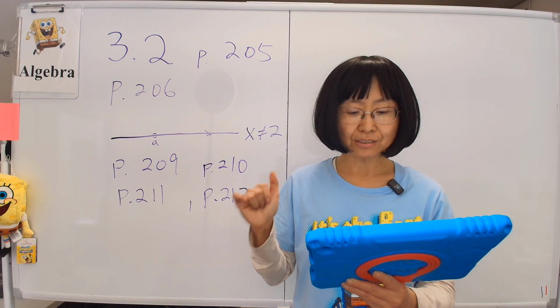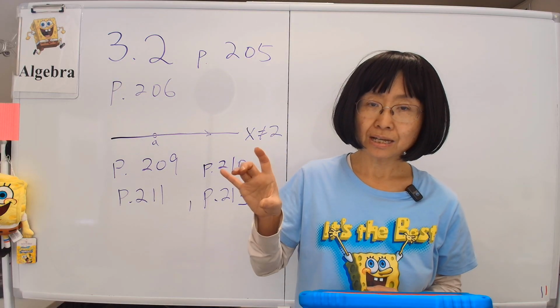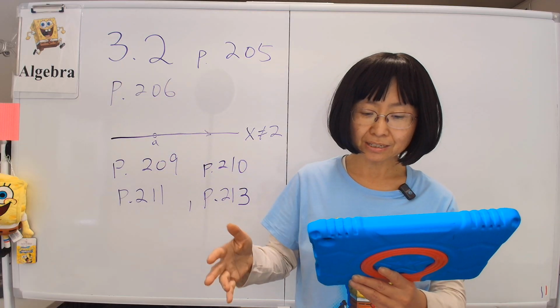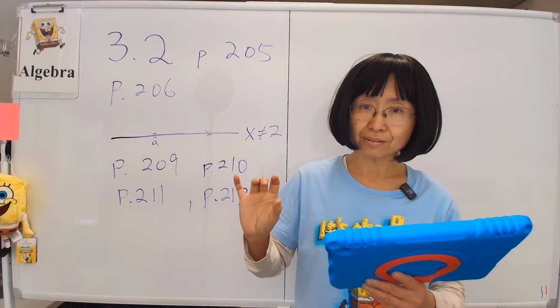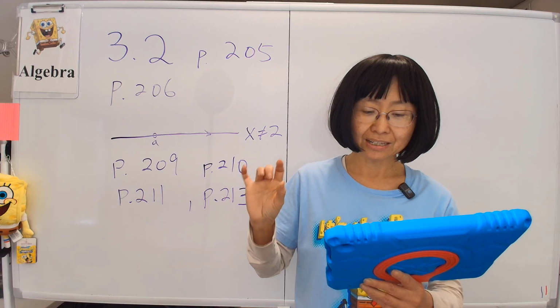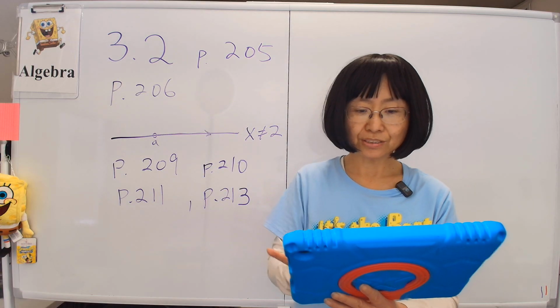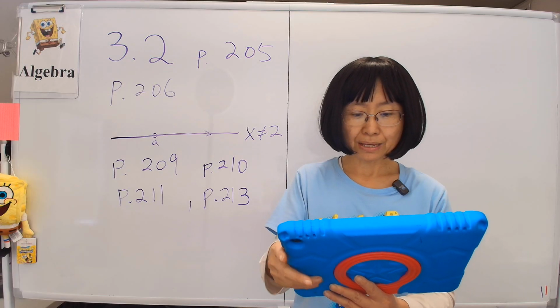So then the domain goes from 0, including 0, bracket, all the way to positive infinity. The range is the same. It includes 0, and it goes all the way to positive infinity. And that is for the square root function. So let's look at the next page.